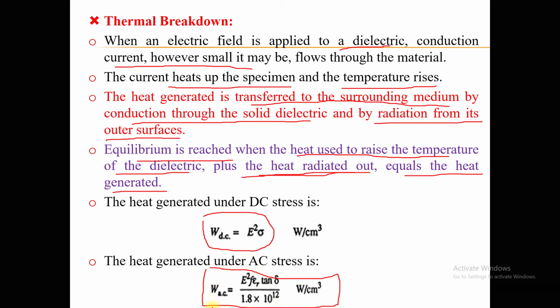WAC is equal to E square F epsilon R tan delta upon 1.8 into 10 raised to 12 watt per centimeter cube, where E represents the magnitude of the applied voltage, F represents the frequency of supply, epsilon R represents the relative permittivity of the dielectric, and tan delta represents the dissipation factor.